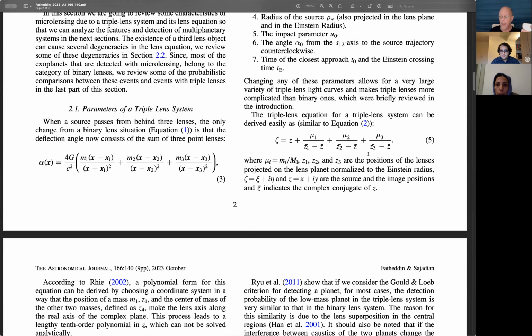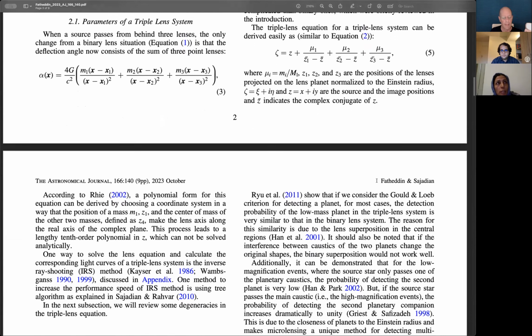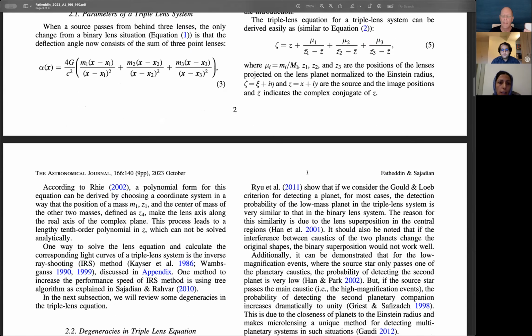We calculate the lens equation numerically using the inverse ray shooting method. The inverse ray shooting method was introduced by Wambsganss for the first time, and we use the same method, as you can see in his paper here, in our calculation to determine the magnification map and the light curve of the lensing due to a triple lens system.